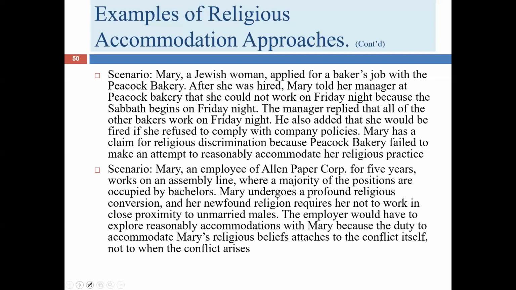Now, the employer might say, well, why, she was Jewish when she was hired. Why didn't she tell us then? An employer is not wise to use that approach and to deny an accommodation because Mary delayed mentioning it until after she was hired. If she had told the bakery before she was hired, she probably was concerned that the bakery wouldn't hire her.